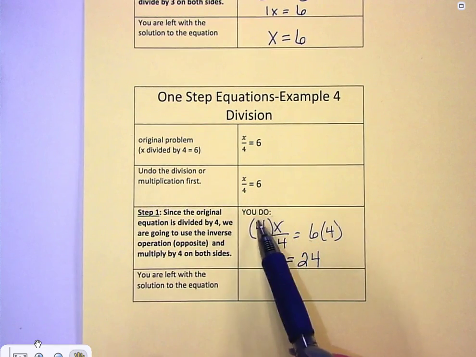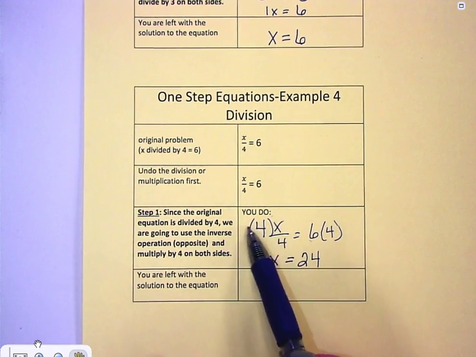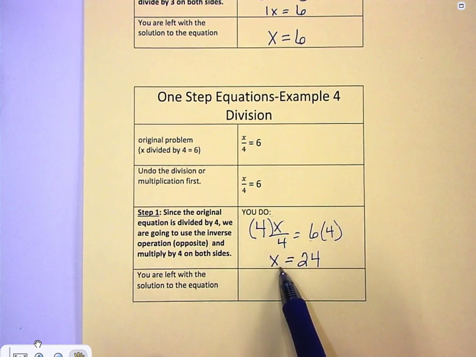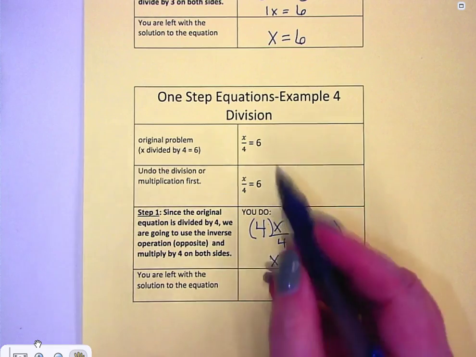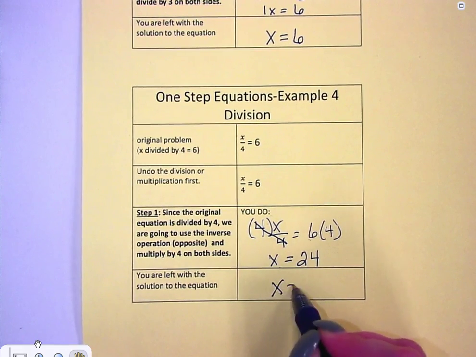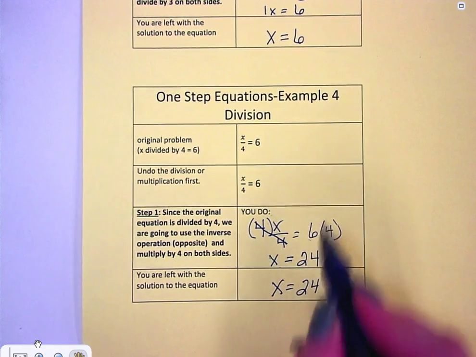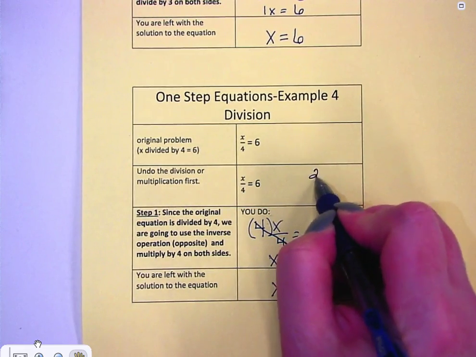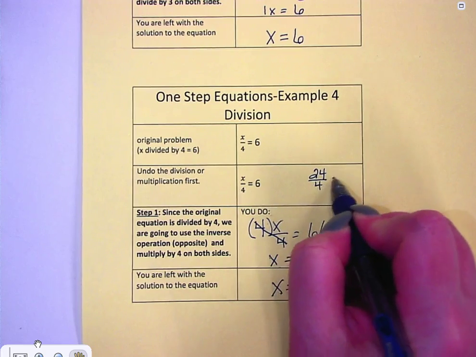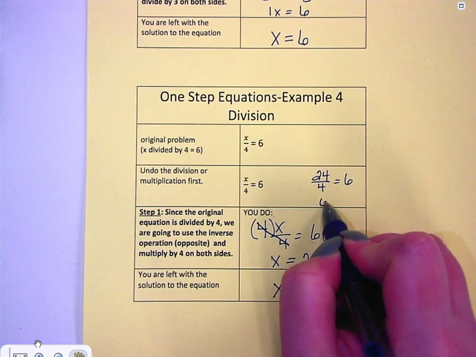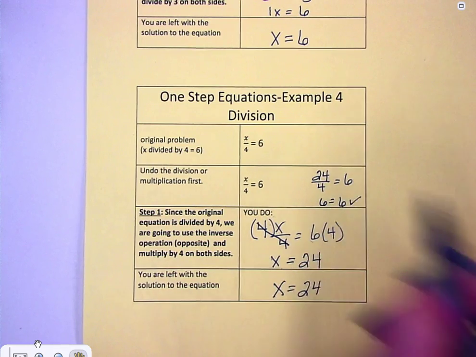All right, so do you understand how if I multiply it, I get 4x, and then if I solve it, 4 divided by 4 equals x. So those go away, they cancel each other out, and you're left with x equals 24. And can I check that? Yes, replace the x with a 24. 24 divided by 4 equals 6, and 24 divided by 4 is 6. 6 equals 6. Yes, that one is correct.